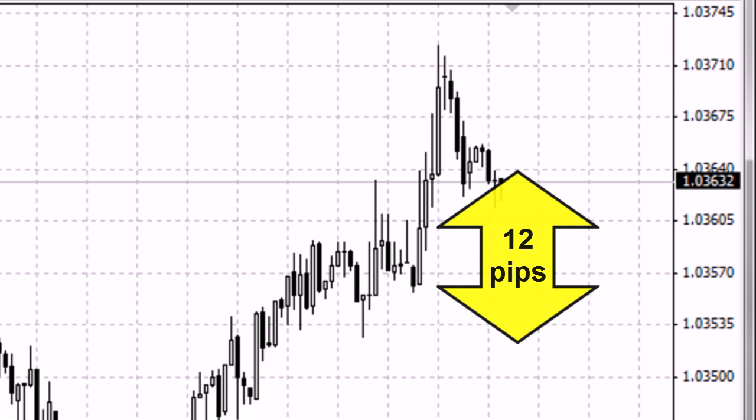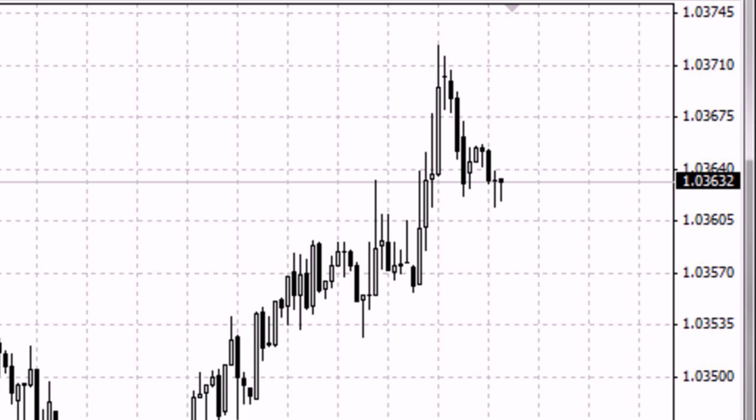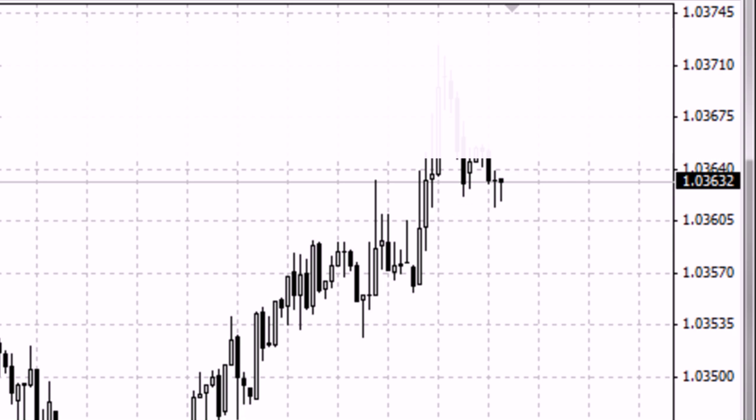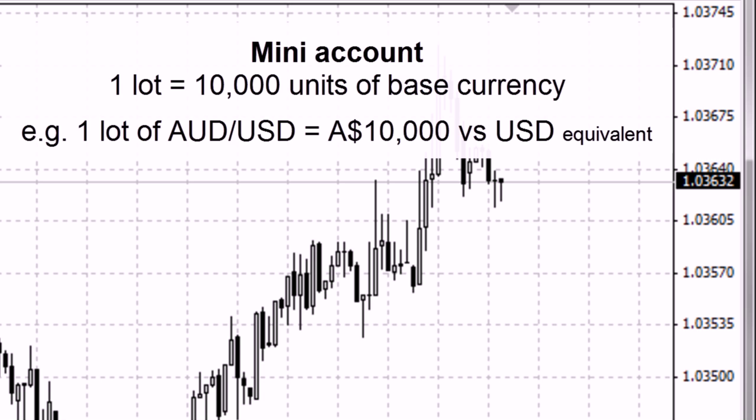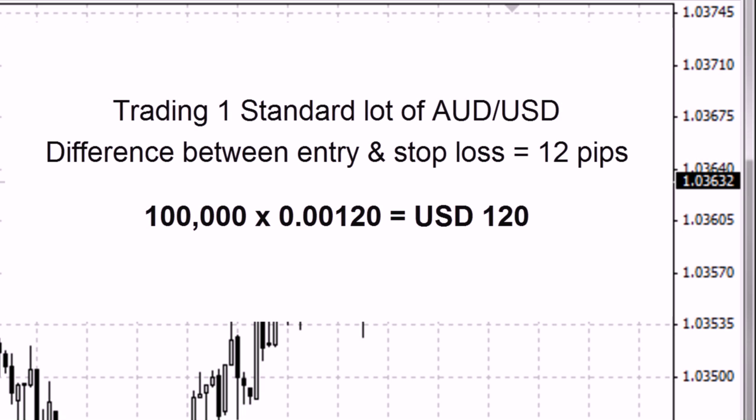Next, work out the value of these pips for a trade of one standard lot. If you're trading a standard account, one lot usually has a face value equal to 100,000 units of the base currency, the one on the left of the pair. If you're trading a mini account, one lot may have a face value of just 10,000 units of the base currency. By multiplying the face value of one standard lot by the number of pips between the entry price and the stop-loss price, expressed as a decimal, you will arrive at a figure that shows the value of this price movement expressed in the terms or quoted currency.